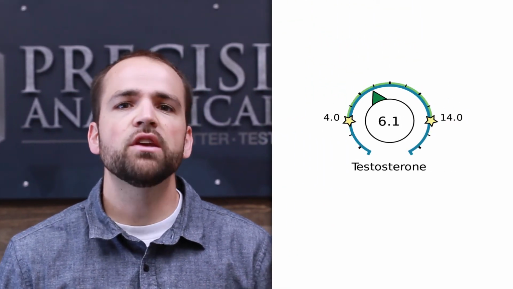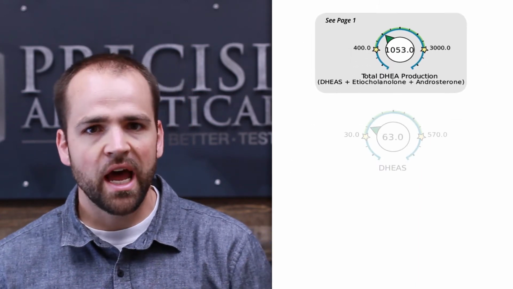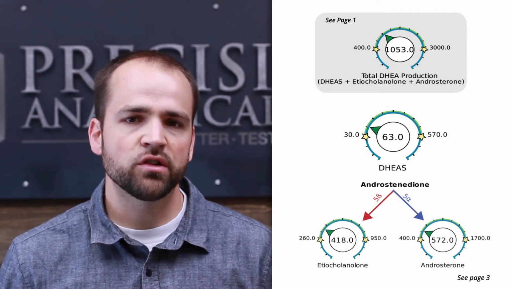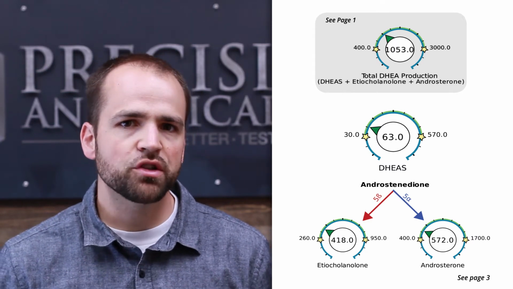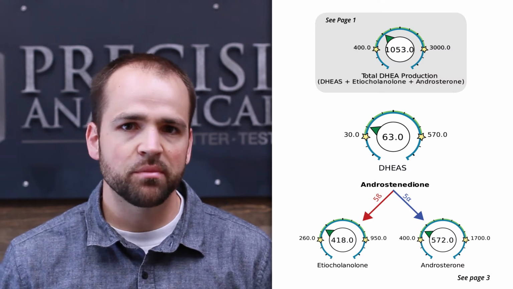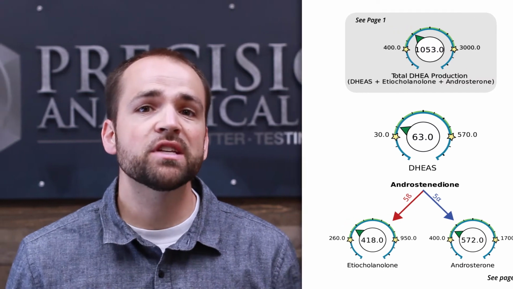For the androgens, we're looking at really 3 things here. We're looking at the testosterone levels, we're looking at the overall DHEA levels, which is the sum total of DHEAS, etiocholanolone, and androsterone. And then we also want to see if the patient has preferential alpha or beta metabolism, the alpha being the more androgenic metabolites. As with the estrogens, there's a separate video that discusses the androgen metabolism, and I would encourage you to watch that video for more information on how to understand those specific results.